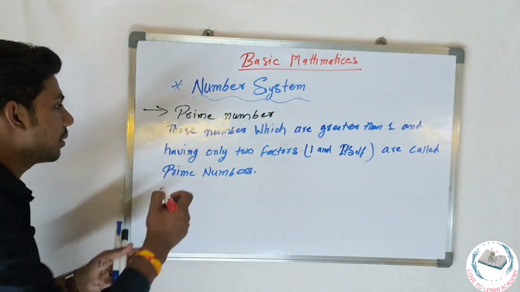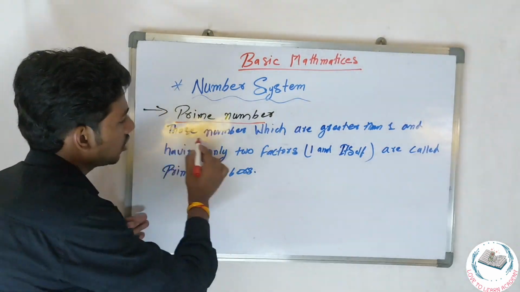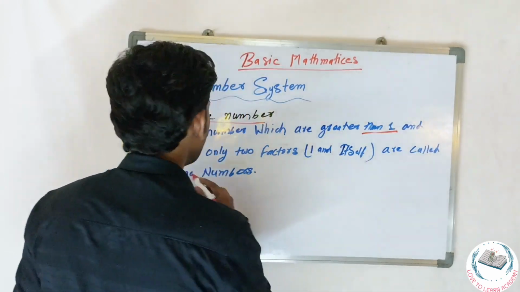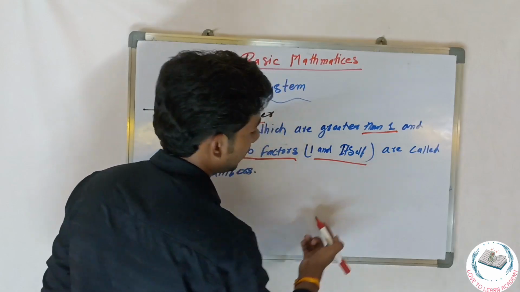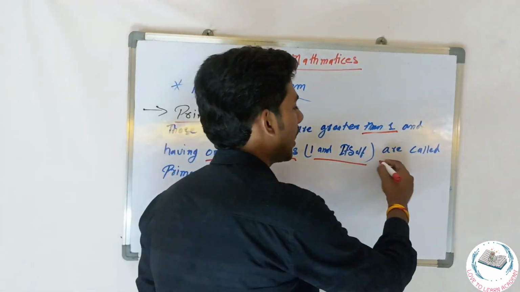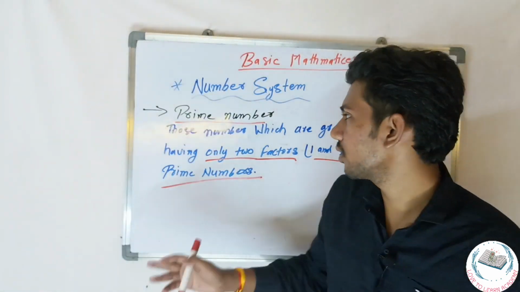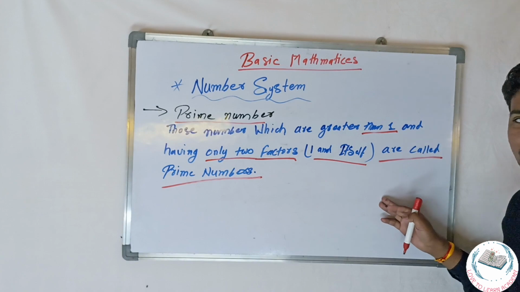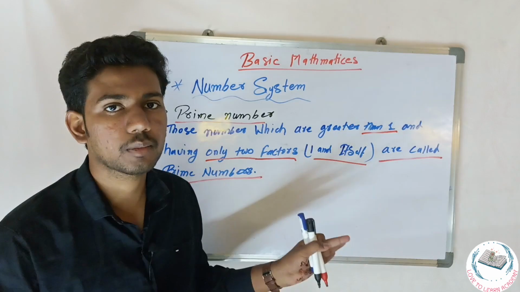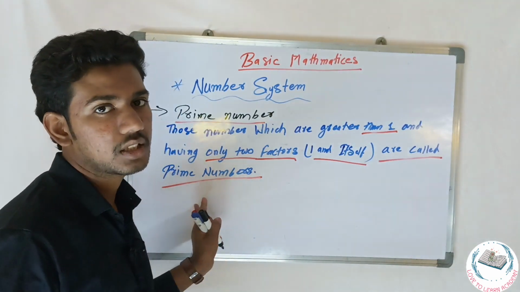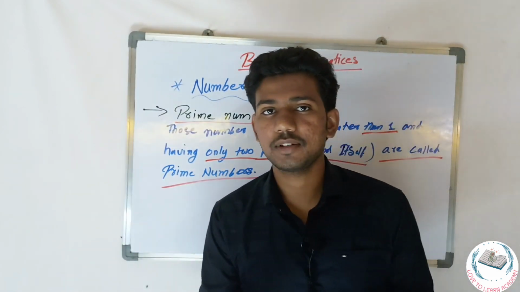Now let's talk about prime numbers. The definition is that those numbers which are greater than 1 and have only two factors, that is 1 and itself, are called prime numbers. If you already know about prime numbers, you can understand. If not, you can't understand the definition, so I'll explain it in general language.